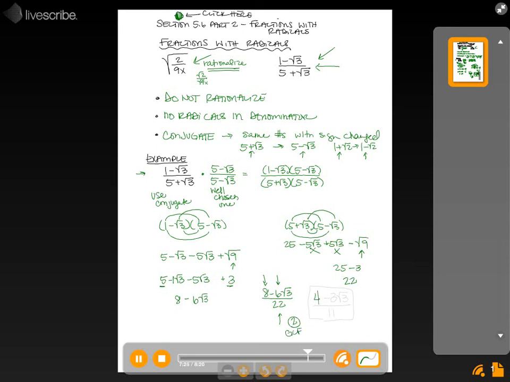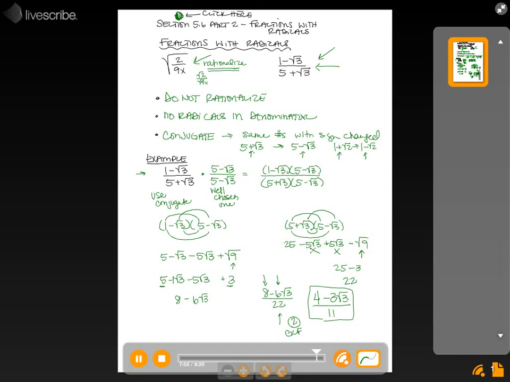2 goes into 8 4 times. 2 goes into negative 6 minus 3. That 2 does not go into the radical, okay? It only goes into the number out in front. And then 2 goes into 22 11 times. So there's the answer to the problem. 4 minus 3 root 3 divided by 11. Notice we have no more radical in the denominator. It canceled itself out by using that conjugate, okay?